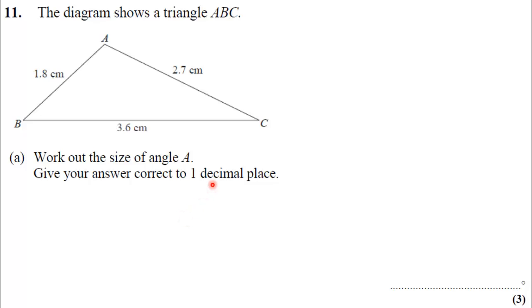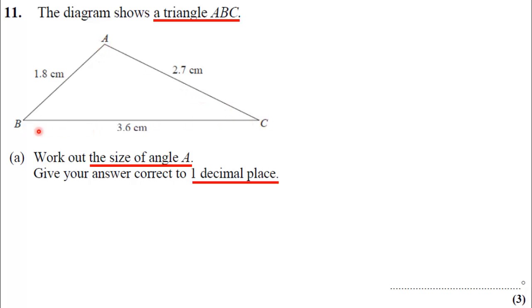This question says the diagram shows a triangle ABC. So here's the triangle ABC. Work out the size of angle A. Give your answer correct to one decimal place. So we want to work out this angle up here, A, right?